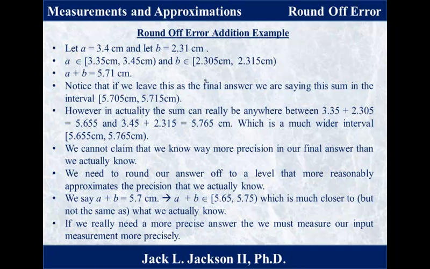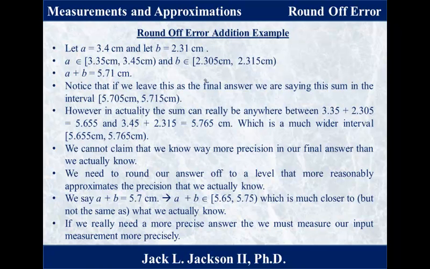On the high end, it could go up to, and not include, but it would be bounded by the upper bounds of these two added together. So you could add the 3.45 and the 2.315, and that's going to give you the upper bound of what the sum could actually be. Sort of worst case scenario, which is 5.765.